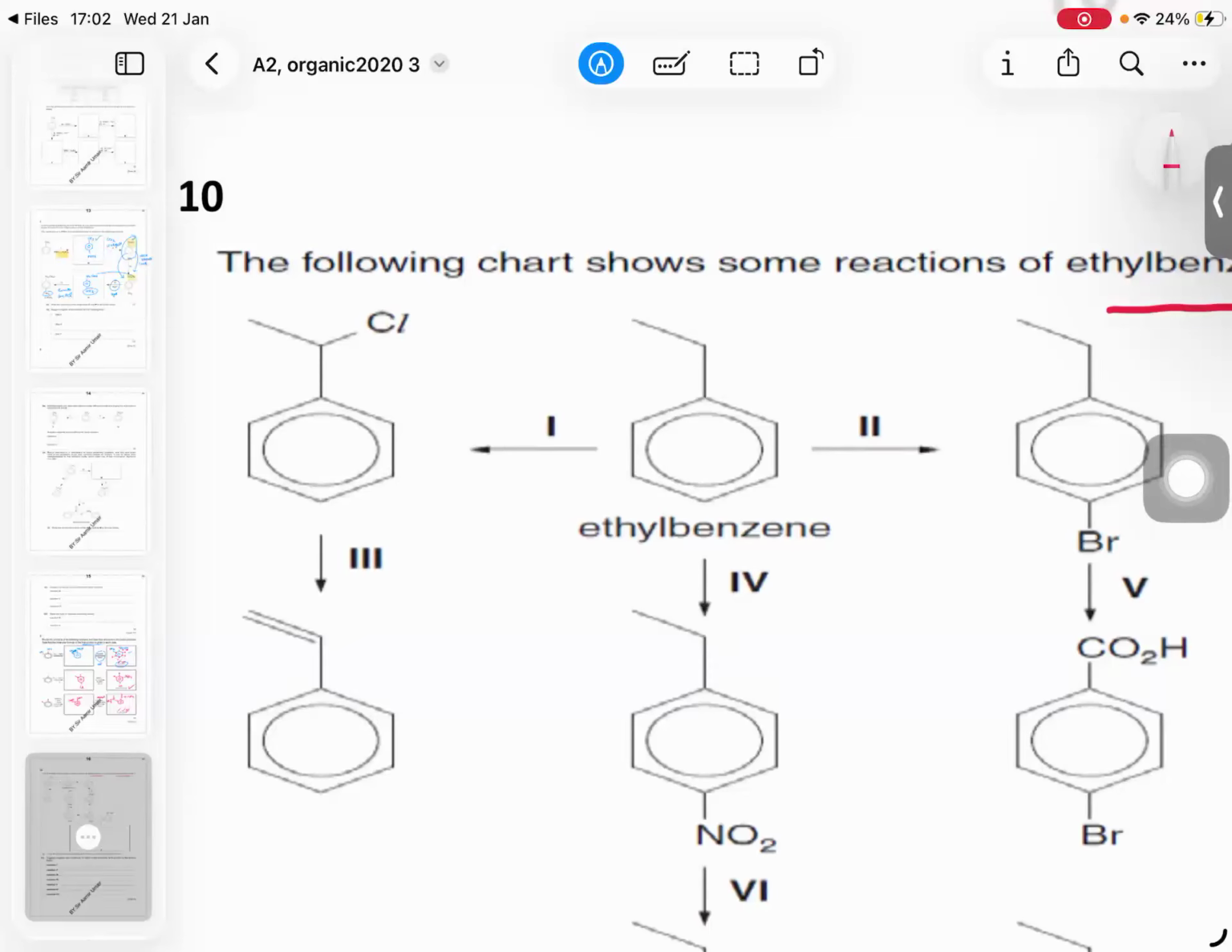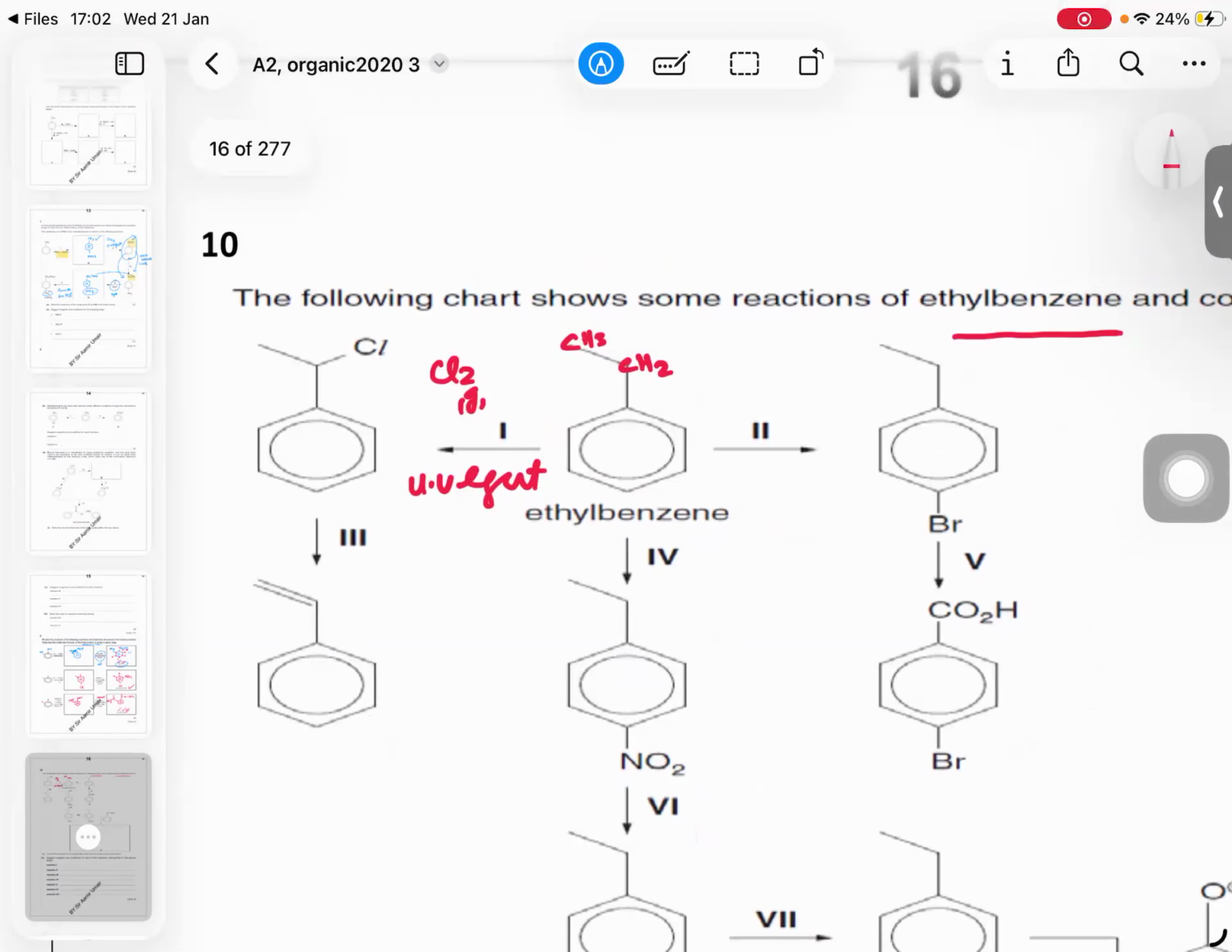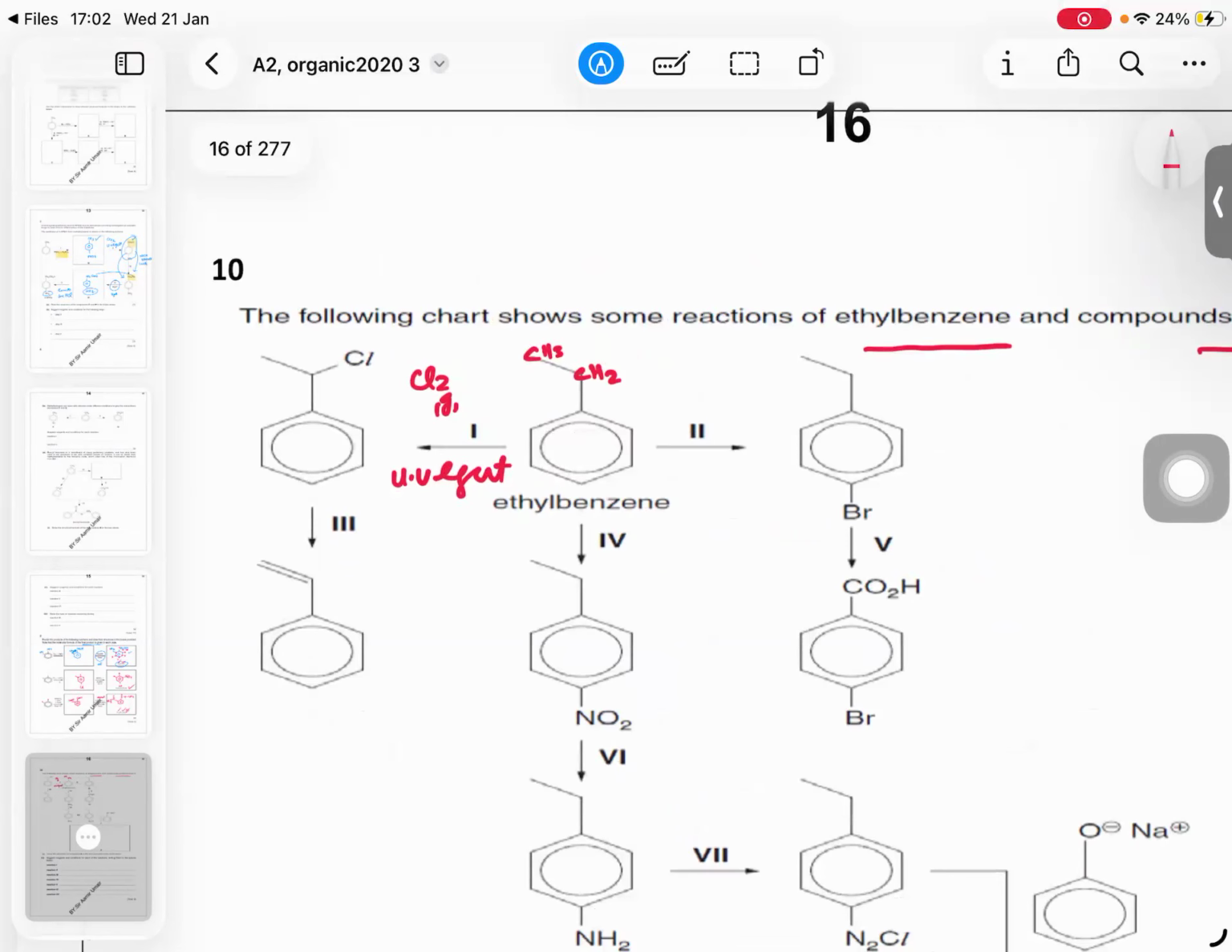Free radical substitution. Yes, it is a free radical substitution. Here is the carbon, here is CH3, here is CH2, and one of the hydrogens of carbon is replaced. So it is free radical. What do you need then? Ultraviolet light. Nice. What is happening in reaction number 2?